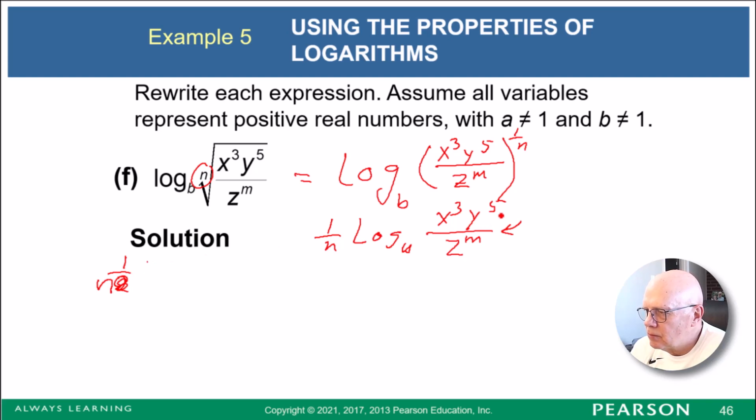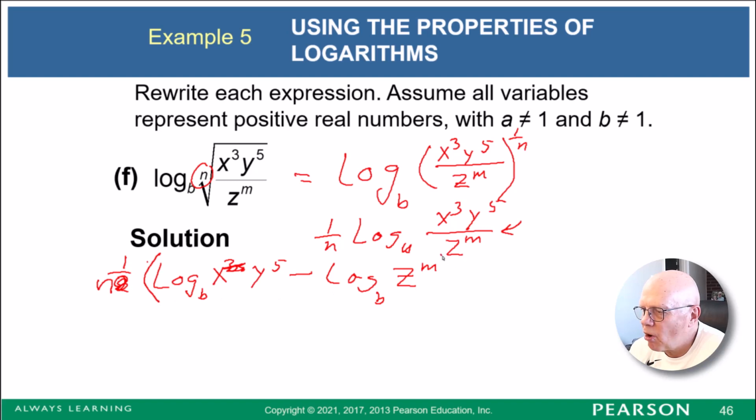Now we're dividing these, so we'll have log of what's on top, x cubed y to the 5th, minus log, all these are base b, z to the m. And remember, this 1 over n times all of this.